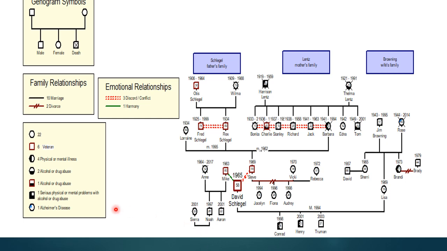Other trends, and one other thing I did want to point out, you can see, I won't go into a lot of detail, a few relationships where there's discord. Myself and my younger brother, not always the best for a variety of reasons. My dad and his brother, there was tension there. My mom, Barbara, and her sister, Bonita, there's a lot of tension there for a variety of reasons. I just wanted to denote that.